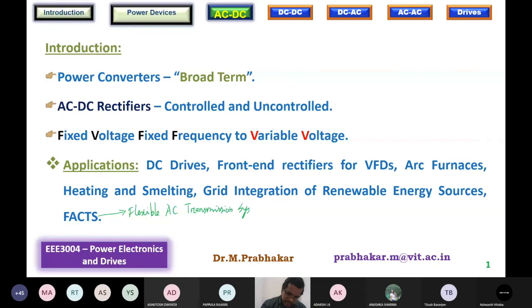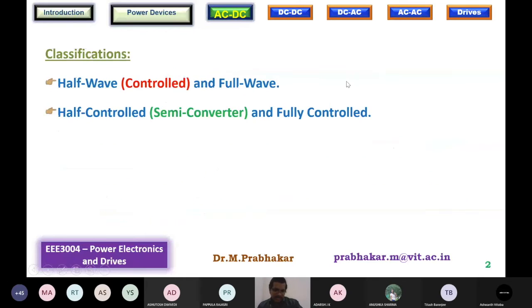Whereas the other one is variable frequency drives. Sometimes they are also called variable speed drives, VSDs. But VFDs is the more popular term. So these are the applications. I think I had explained this. Of course, half controlled and fully controlled I have explained.